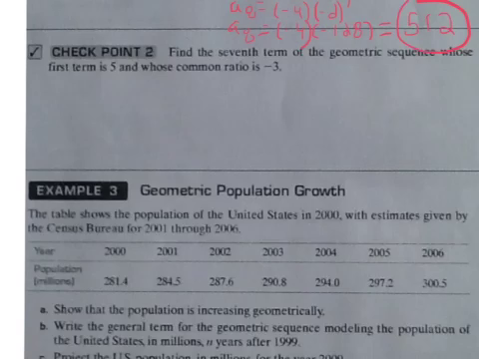So, our answer for the checkpoint 2 is, we wanted a sub 7, that is negative 3,645 for checkpoint 2. Let's look at example 3. Move it up here.